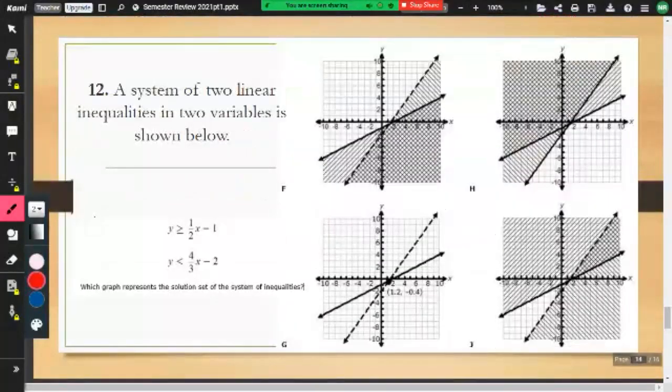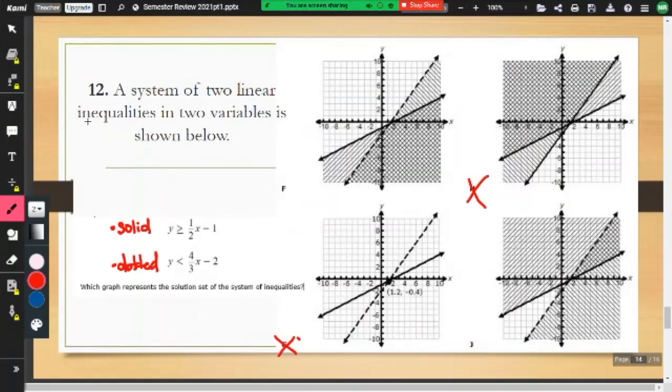All right, number 12. First thing I would look for is the first inequality is what? Solid or dotted? And the second one? Dotted. Okay. Solid dotted, can't eliminate. Solid, solid, eliminate H. Solid dotted, but there's no shading, eliminate G. Solid dotted. Okay. Moving on.